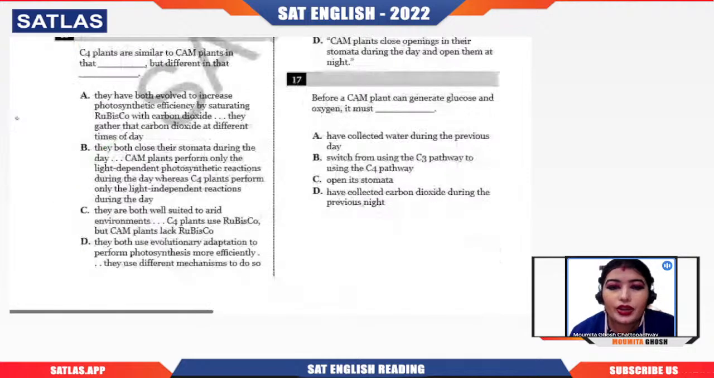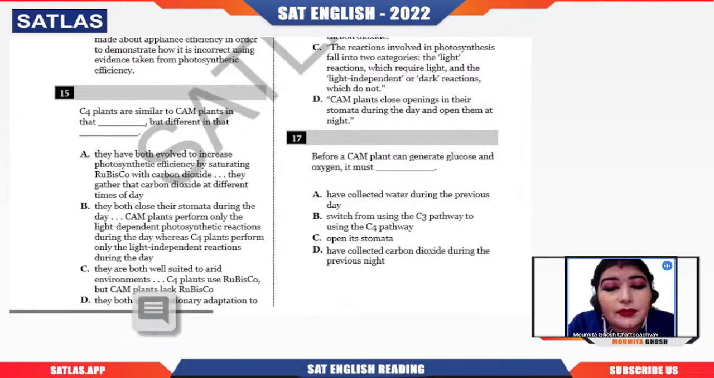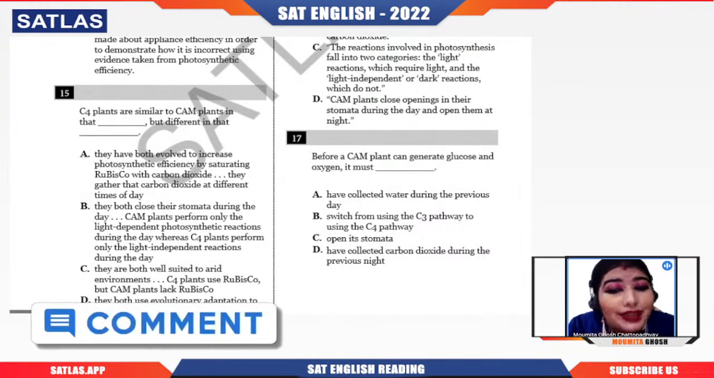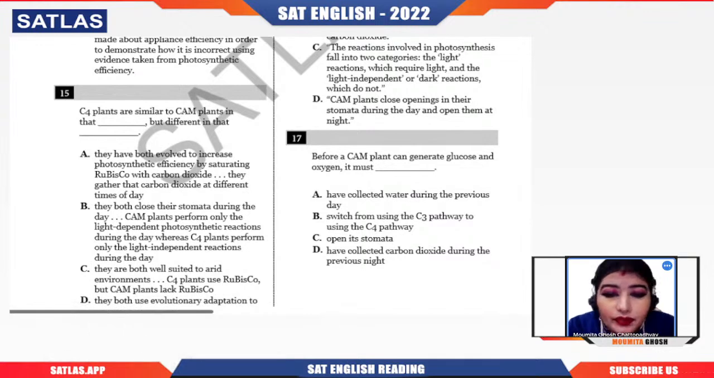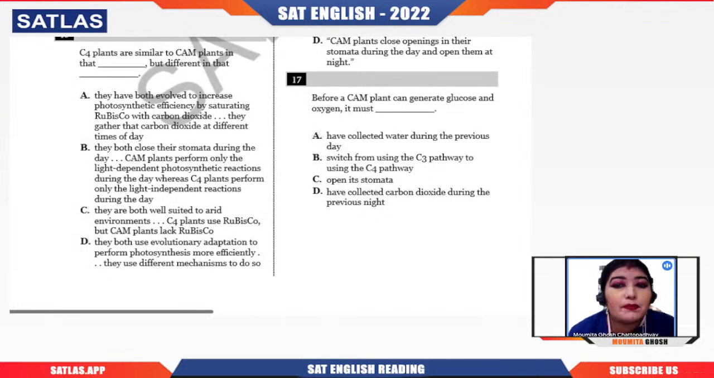Okay, so we are coming to question number 15. It is the fill in the blanks. C4 plants are similar to CAM plants in that dash, comma, but different in that dash. So the options are: option number A, they have both evolved to increase photosynthetic efficiency by saturating Rubisco with carbon dioxide.